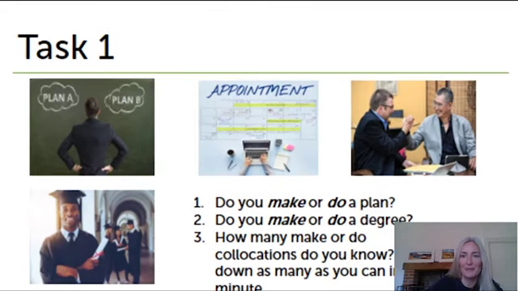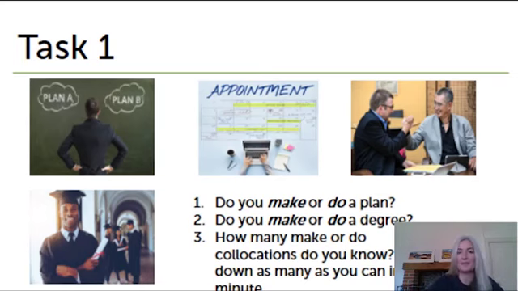I'm back. Hello. So we know it's make a plan. Did you get that right? Do a degree. And if it helps, it's any kind of course. Do an English course, do a degree, do a lesson, do homework. So anything kind of academic is do here. Make an appointment. Yep, so make a plan, make an appointment, and do business with. Do business with someone, not make, do business with someone.